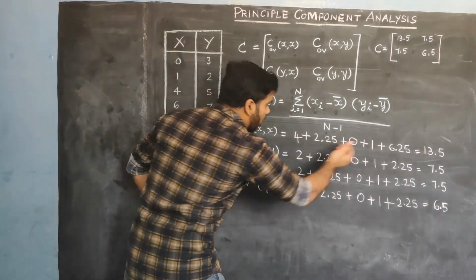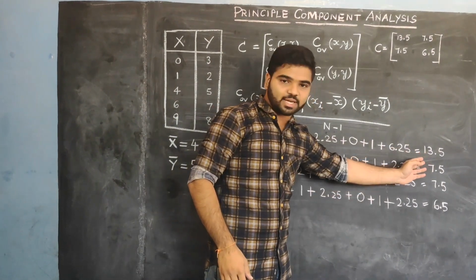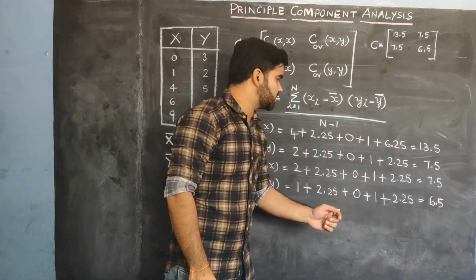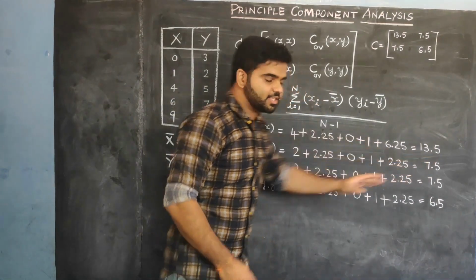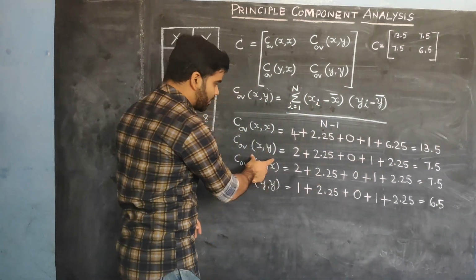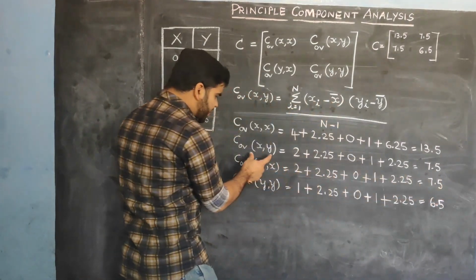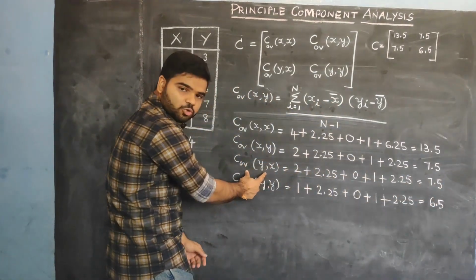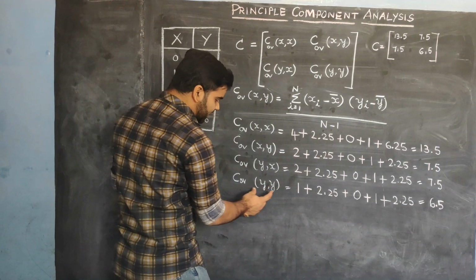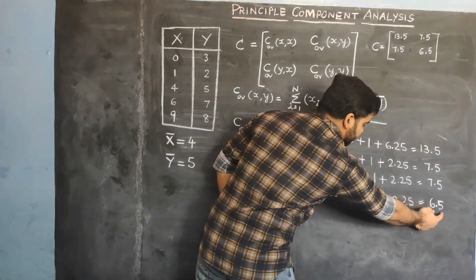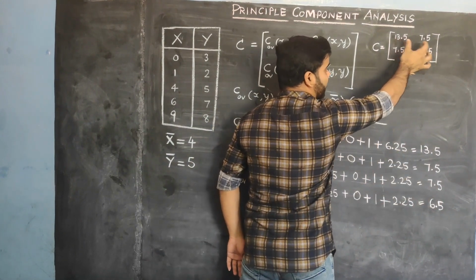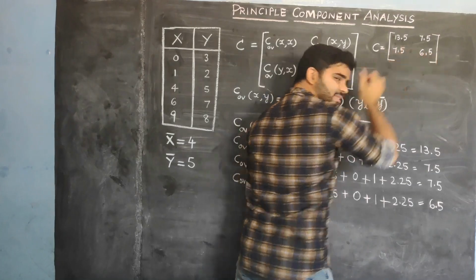Similarly, you calculate all the observations, and as there is a sigma here, you sum all these observations and the value will be 13.5. Similarly, you substitute these values into the formula and for x comma y you get 7.5. The covariance of x comma y will always be equal to the covariance of y comma x, so here also it will be 7.5. Next, you calculate the covariance of y comma y, which is 6.5. Now substitute these values and form a matrix C, which will be 13.5, 7.5, 7.5 and 6.5.